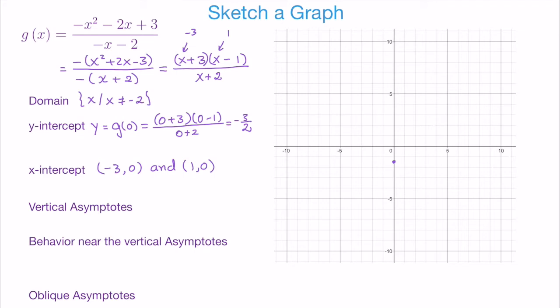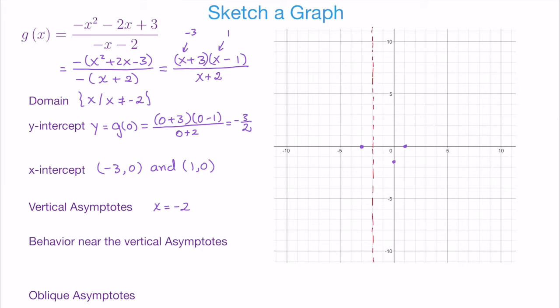Vertical asymptotes. There's only one vertical asymptote, x equals negative 2, because x plus 2 does not cancel out with anything in the numerator. Let's record that. (Negative 3, 0) is one intercept. (1, 0) is the other intercept. And we have a vertical asymptote at negative 2.